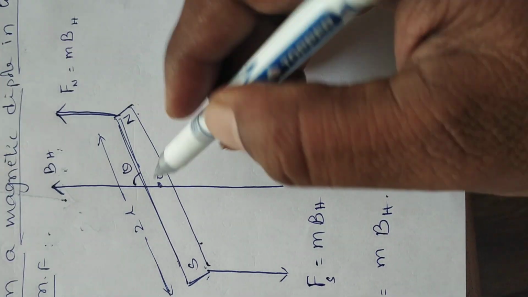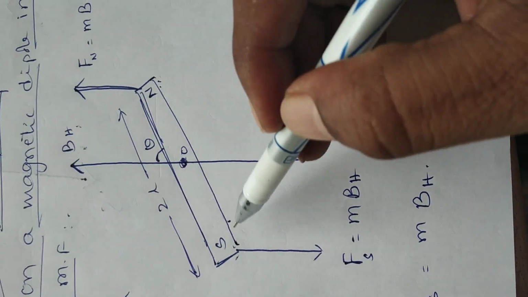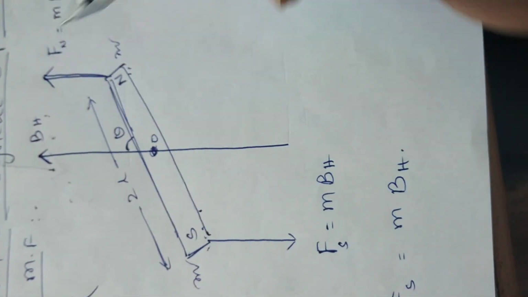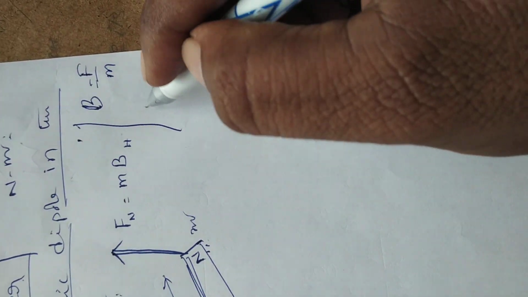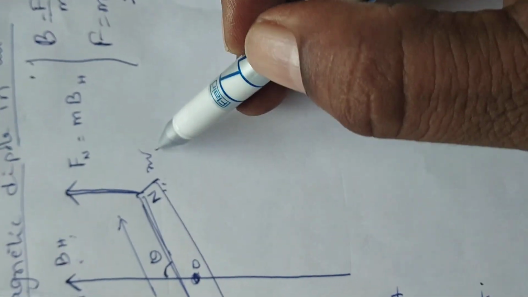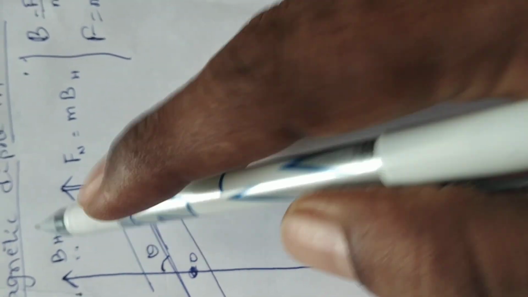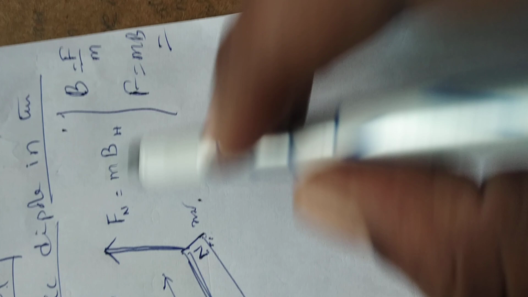Let the bar magnet rotate about the point O. Now, the pole strength of each pole of the bar magnet is small m. Here this pole strength is small m, and this pole strength is also small m. Again, in the concept of magnetic field, B is equal to F by m. From this, F is equal to m into B. That's why m is the pole strength. This pole is suspended inside the uniform magnetic field, so the force acting on it is given by Fn is equal to m into BH.